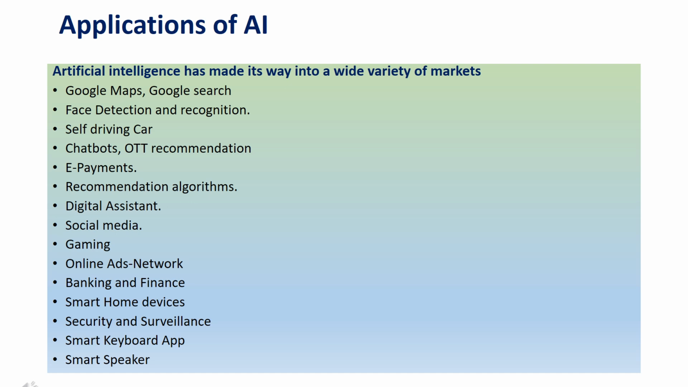Then we have e-payment facilities, रिकमेंडेशन एल्गोरिथम, फिर हमारा डिजिटल असिस्टेंट हो गया, हमारा गूगल असिस्टेंट हो गया. अब मोबाइल पे we have a Google Assistant, we have Alexa, we have Siri in iPhone. These are the digital assistants we know. Then we have social media sites. Then we have the games which are based on artificial intelligence applications. Then online ad networks. Then banking and finance, we have smart home devices.